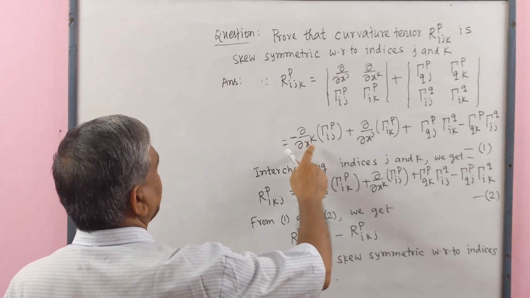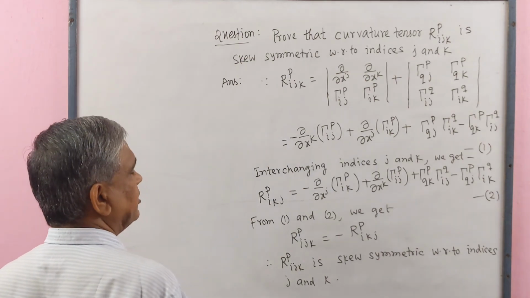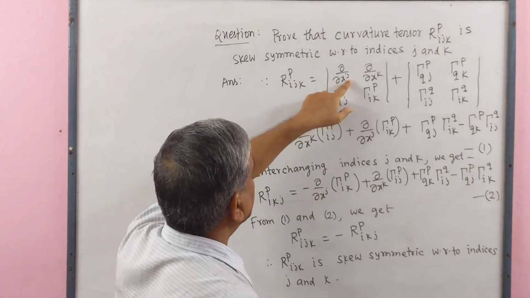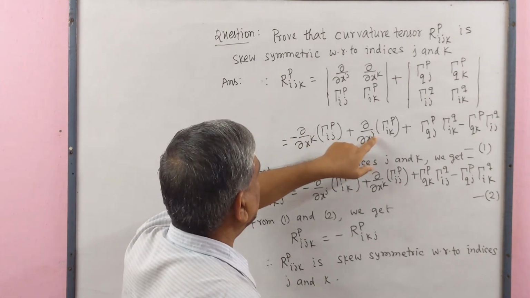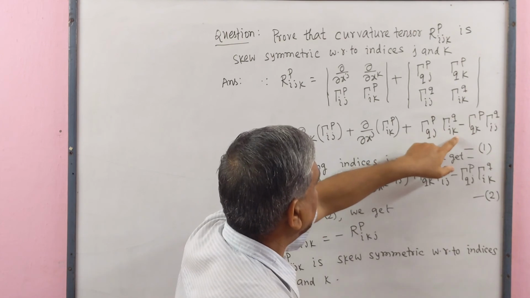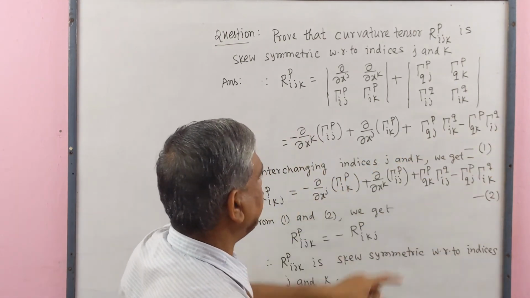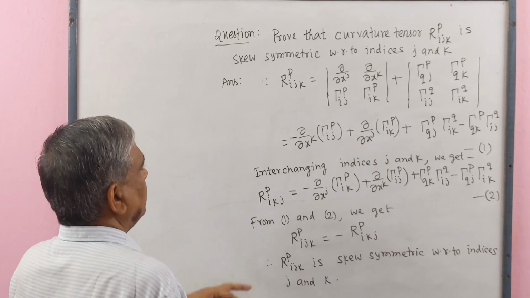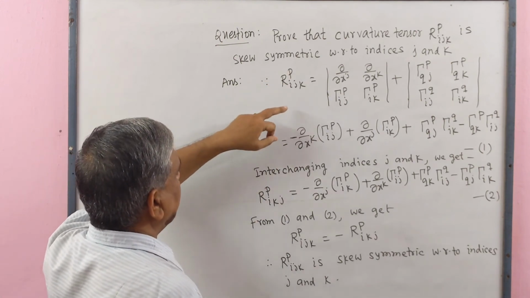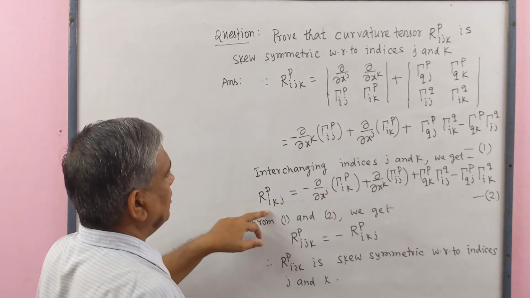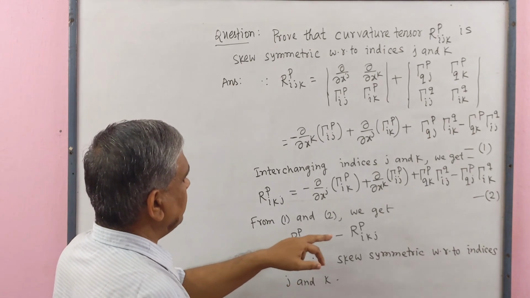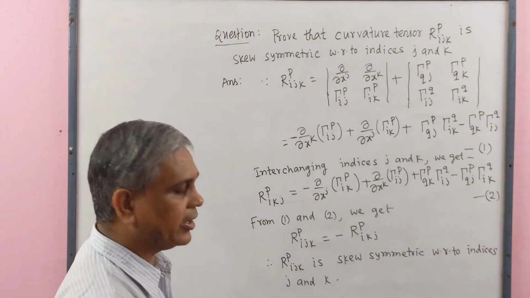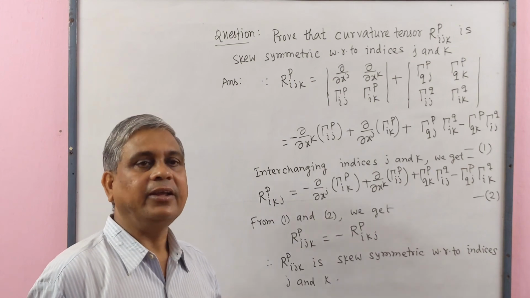Interchanging indices j and k in 1 on both sides, here we write Rpikj. Here we write j, here k, here k, here j, here k, here j, here j, here k, and we get number 2. From 1 and 2 we see that this Rpijk is negative of this. So Rpijk equals minus Rpikj. Hence Rpijk is skew symmetric with respect to indices j and k.